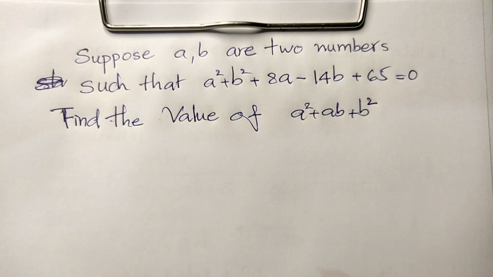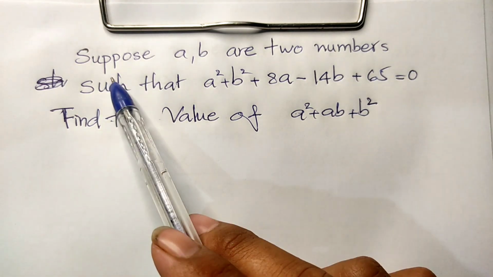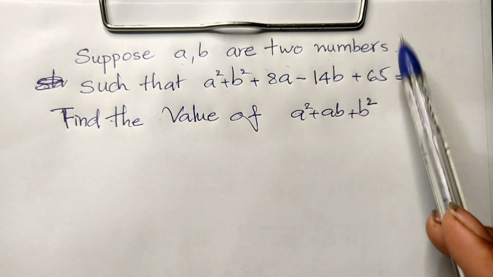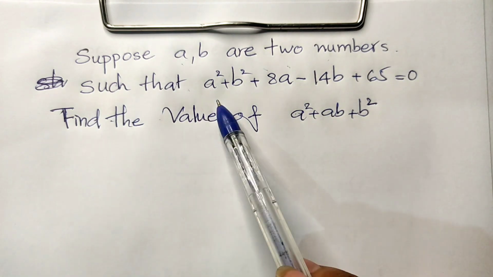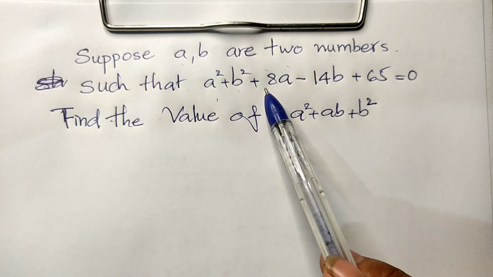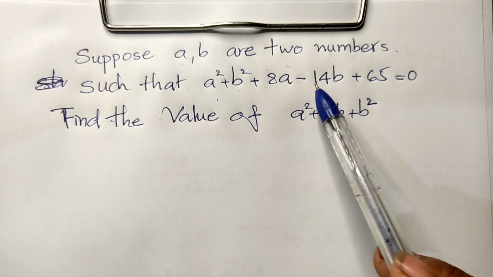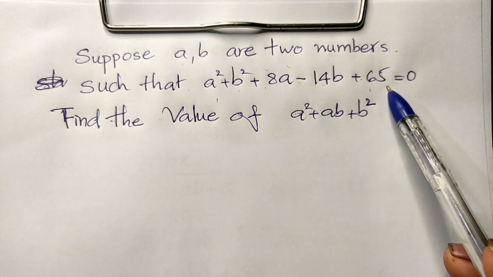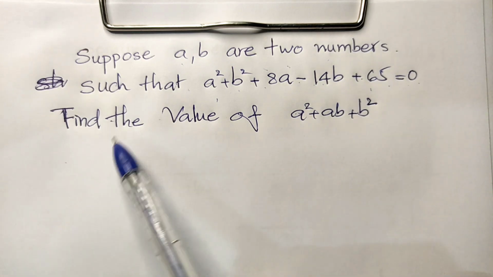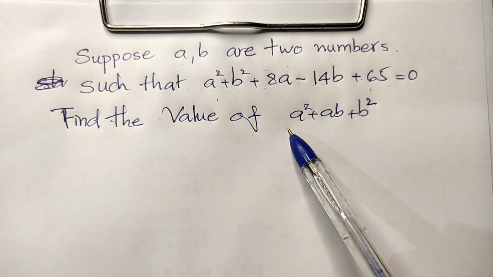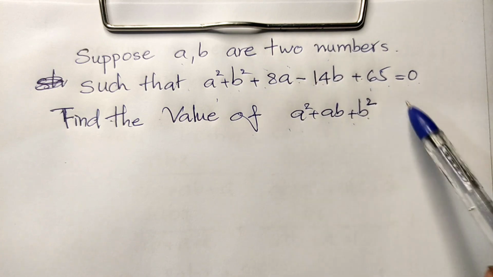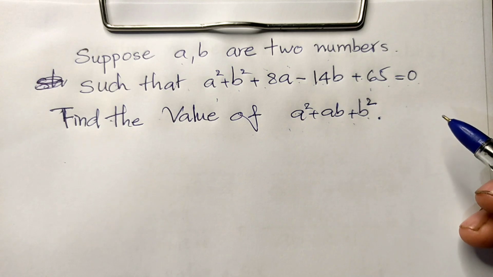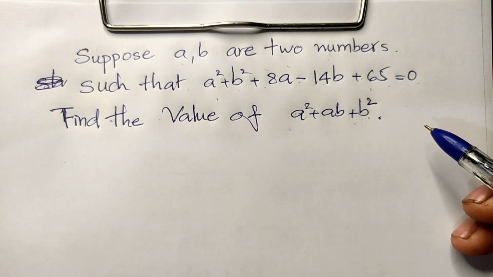Today I have 4 exercises on paper. Suppose a, b are two numbers such that a squared plus b squared plus 8a minus 14b plus 65 equals 0. Find the value of a squared plus ab plus b squared. Do you know how to show it? If you know it, please do it.